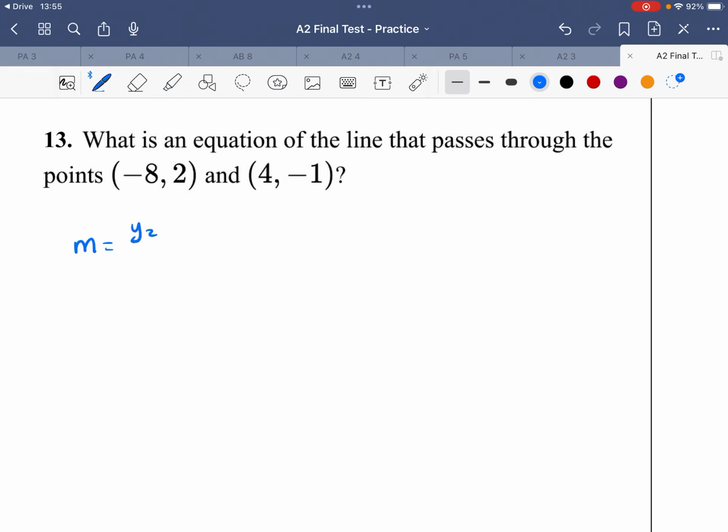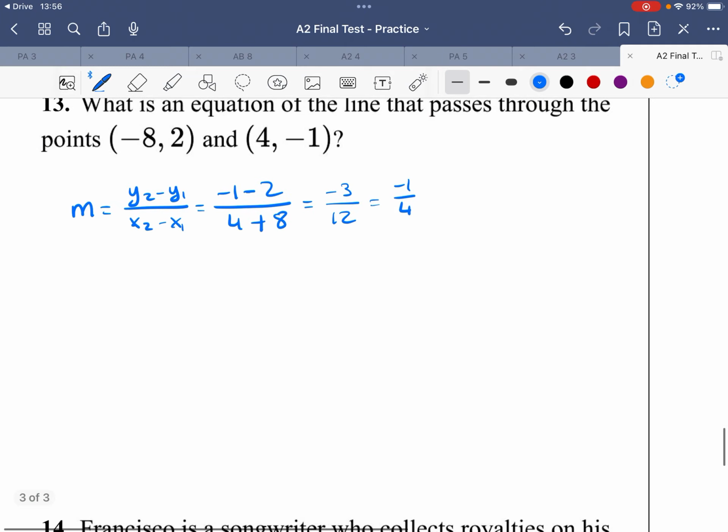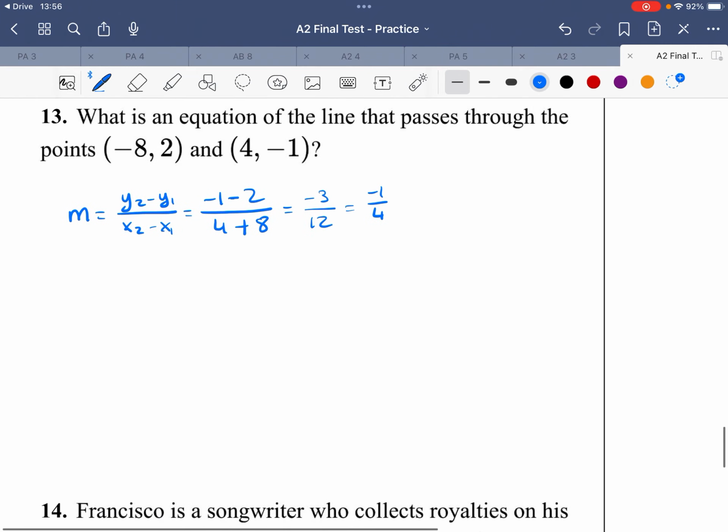The slope, if you remember, is going to be the difference in the y values over the difference in the x values. So y2, so that's that value, minus that value, over x2, so that 4, minus that value, and this is where you have to be careful, minus a negative is going to be a positive. So in this case, I get negative 3 over 12, which simplifies to negative 1 over 4.